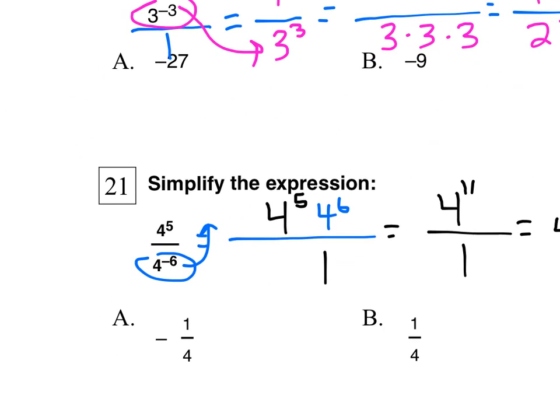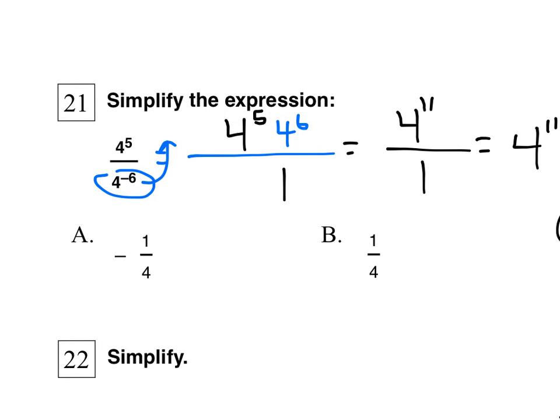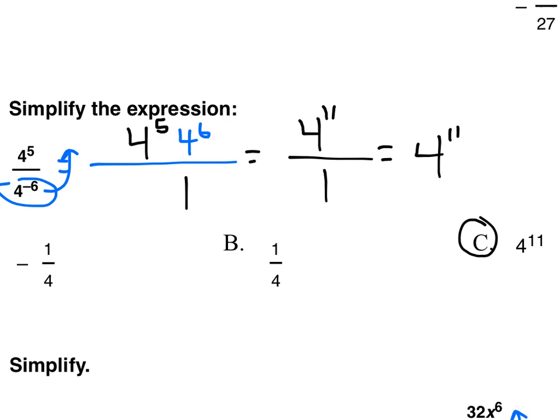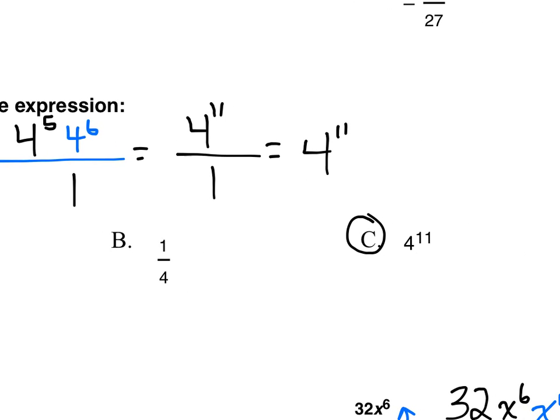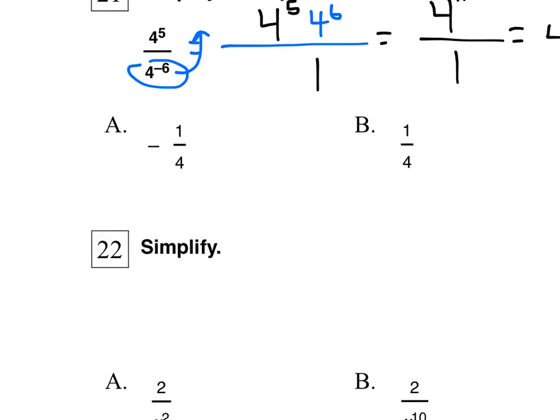Number 21, here I have 4 to the power of 5 divided by 4 to the power of negative 6. 4 to the power of negative 6 moves to the opposite side of the fraction line, and it combines with 4 to the power of 5 to make 4 to the power of 11, and I simplify and get C, 4 to the power of 11.